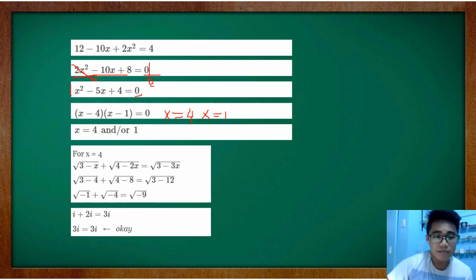So, ibig sabihin po, kasi naka-negative ito, naka-imaginary number po yung result. So, square root of negative 1 po is i. So, if may square root of negative 4 po tayo, that is positive 2i. And then yung square root of negative 9 po, that is 3i. Imaginary number po yan. So, i plus 2i is equals to 3i, ibig sabihin po, tama po yung number 4. Ibig sabihin, tama po yon.